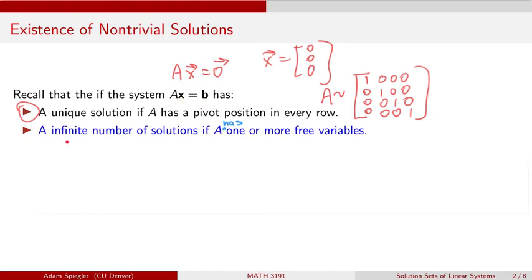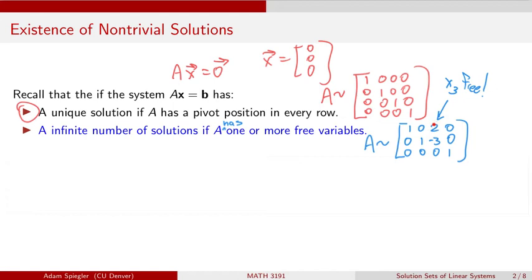On the other hand, if we're working with this equation Ax equals b, then that equation is going to have an infinite number of solutions if the matrix A has one or more free variables. What would that look like? For example, if matrix A, after we do some row operations, we put it into its reduced row echelon form, looks something like 1, 0, 2, 0 in the top row, 0, 1, minus 3, 0 in the second row, 0, 0, 0, 1 in the last row, then we can see that this third column does not have a pivot in it. So in fact, the variable x3 must be free, and that would tell us that we have an infinite number of solutions.